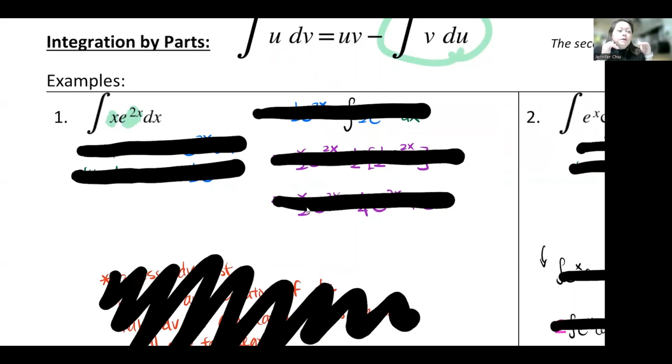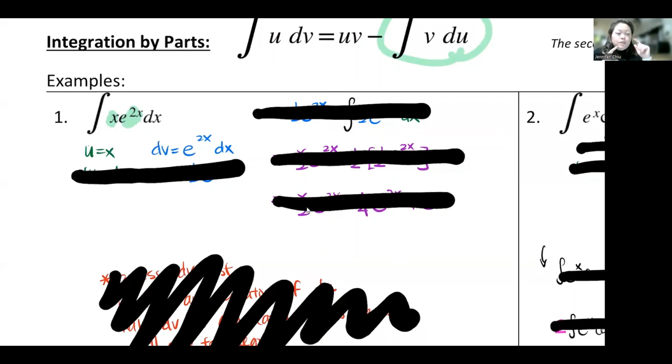So typically what you want to do is use the more difficult function as your dv, but it has to be something that you can take the antiderivative of, all right? So keep that in mind. So what we do here is we set up the left side, the x, as my u, and then we set up the dv as my e to the 2x dx.